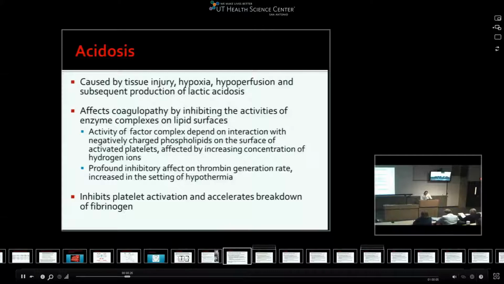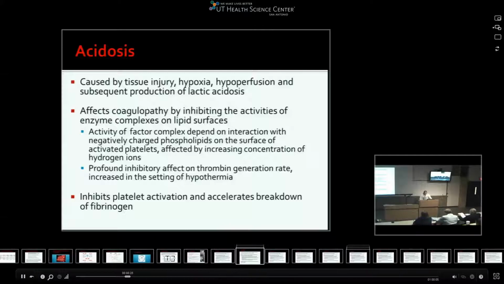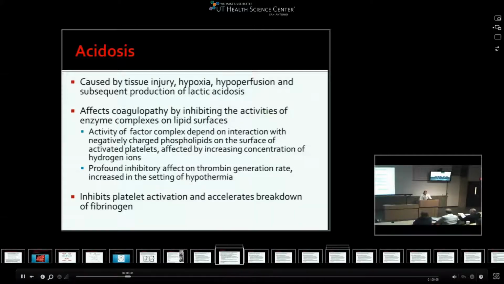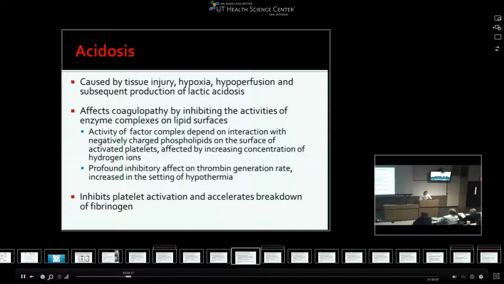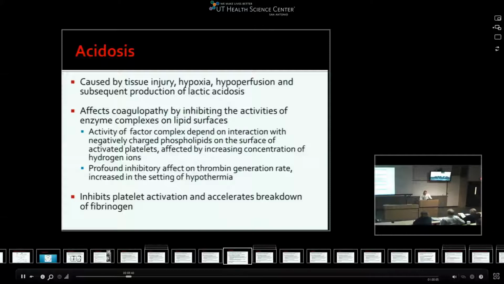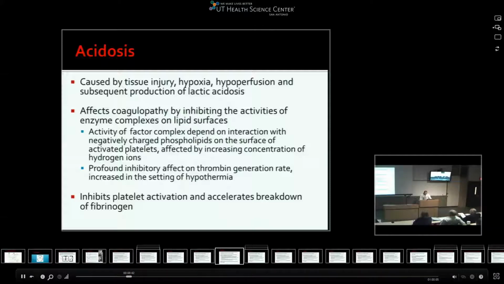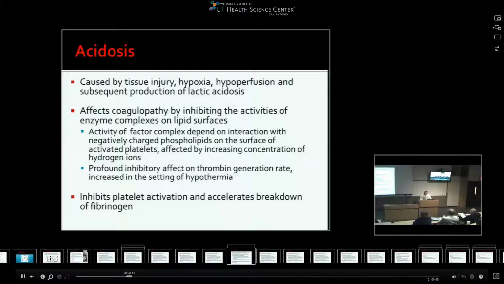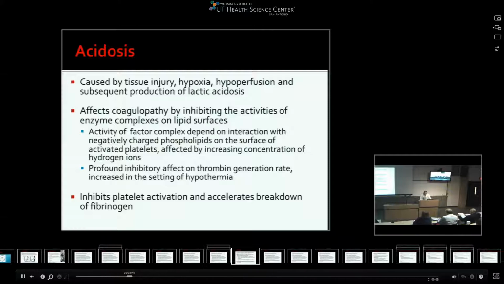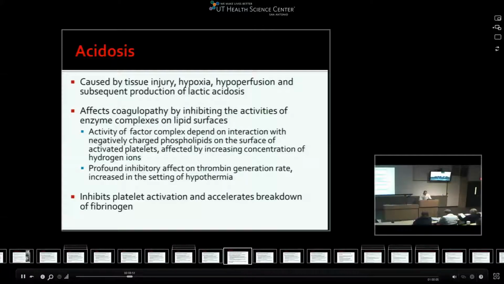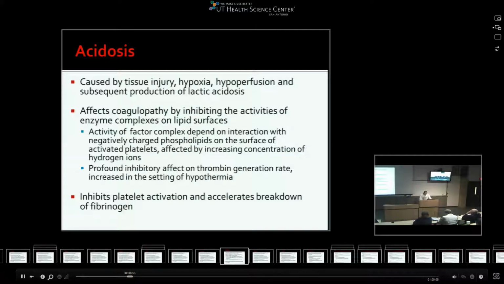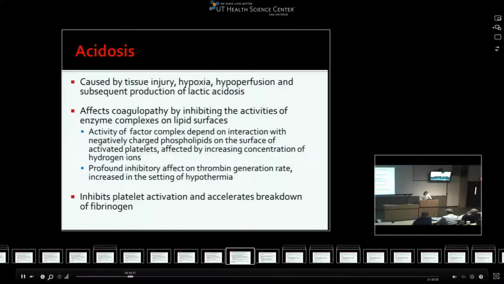Acidosis is caused by tissue injury, hypoxia, hypoperfusion, and subsequent production of lactic acid. It affects coagulopathy mainly by inhibiting the activities of enzyme complexes on the lipid surfaces. Activity of factor complexes depends on interaction with negatively charged phospholipids on the surface of activated platelets, affected by increasing concentration of hydrogen ions. Profound inhibitory effects on thrombin generation rate increase in the setting of hypothermia. It also inhibits platelet activation and accelerates fibrinogen breakdown.